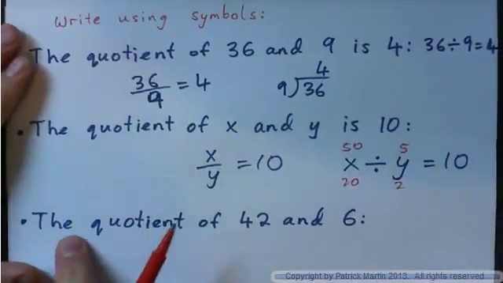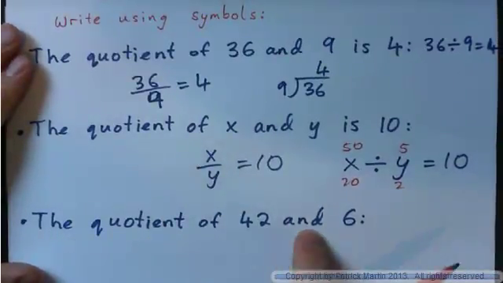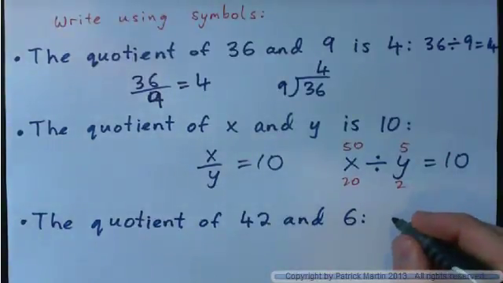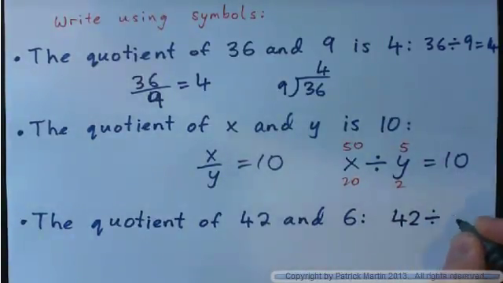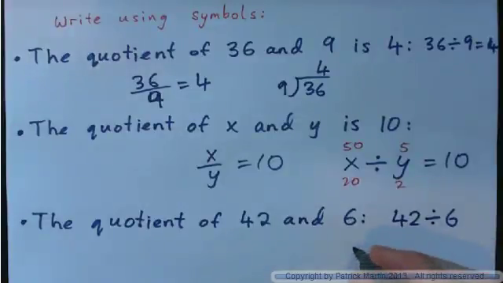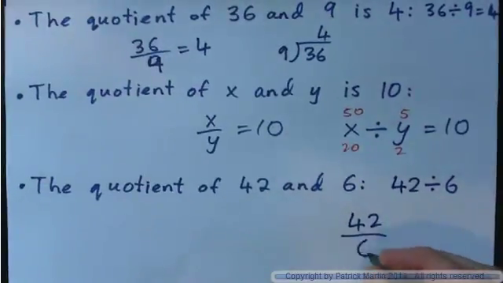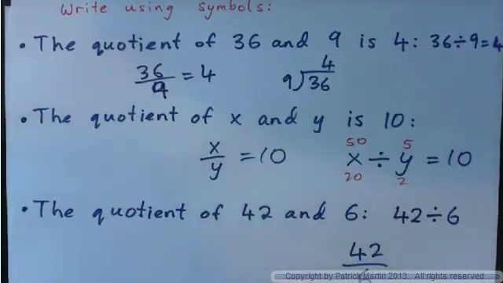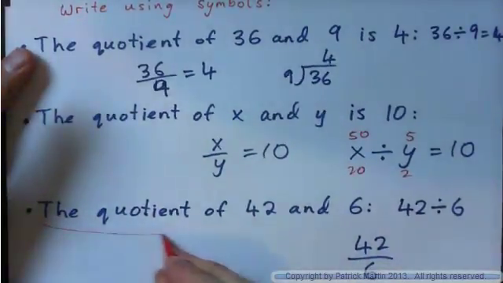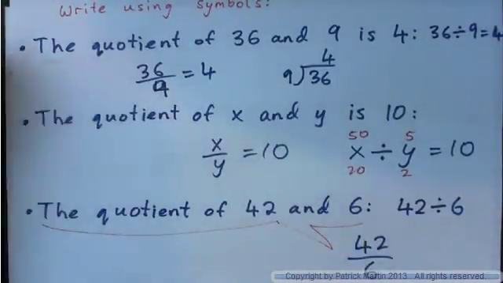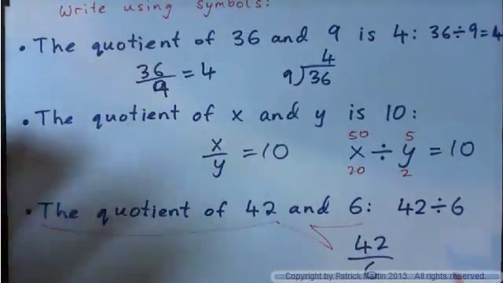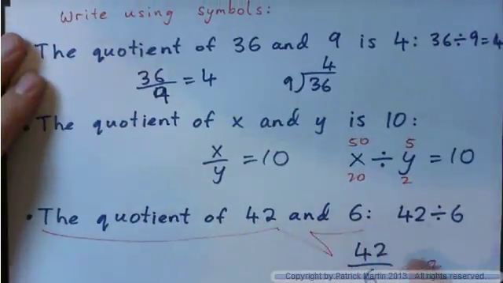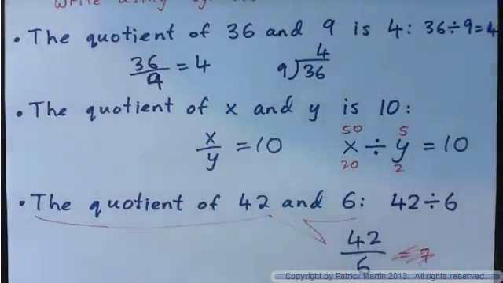How would you write this? Just the quotient of 42 and 6. The quotient of 42 and 6. That would just be 42 divided by 6, or 42 over 6, right? So the quotient of 42 and 6. Just to translate that English into math symbols, that's all you would do. There's no need to write equals. We know it equals 7, but there's no need to write that. The quotient of 42 and 6 is just 42 divided by 6, and you just leave it like that.